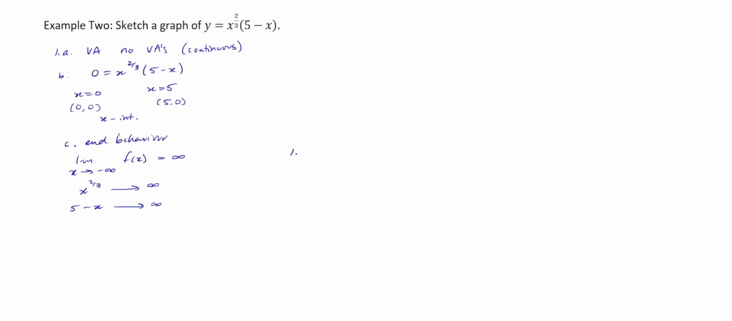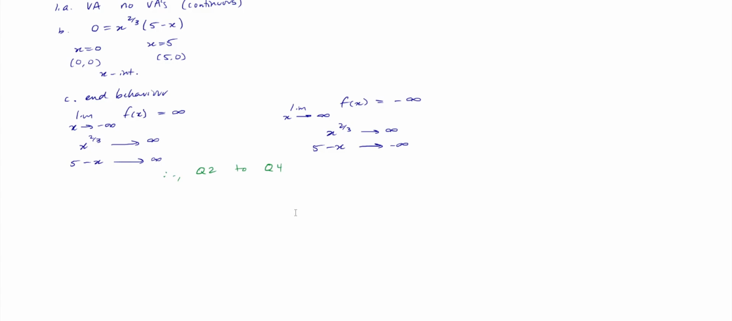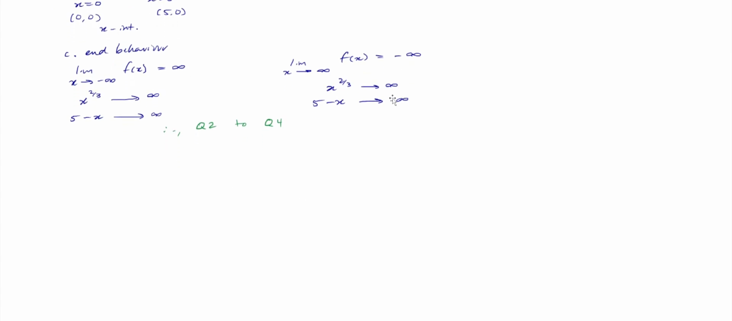Okay, let's look at the next one, the limit as x goes towards positive infinity of f(x). We'll look at the different factors. x to the 2/3 is going to go towards positive infinity, but 5 minus x is going to go towards negative infinity. So a positive number times a negative number is going to make a negative number. So it's going towards positive infinity as x goes towards negative infinity, and it goes towards negative infinity when x is positive infinity. That means I'm going from quadrant 2 to quadrant 4. Okay, so I've got my VAs, they're none, x-intercepts 0 and 5, and my end behaviors.